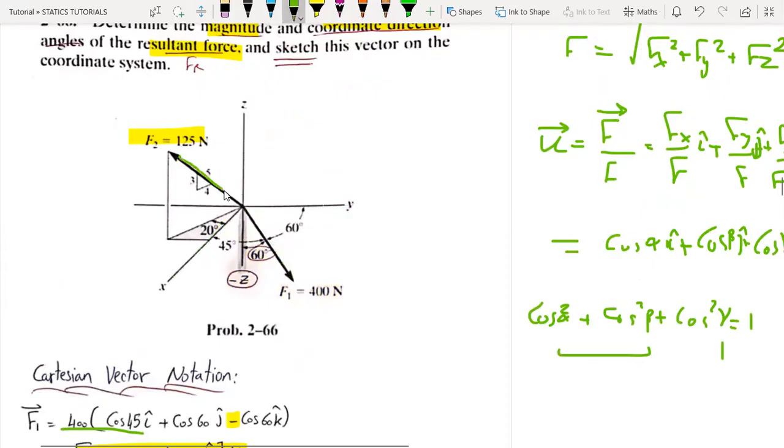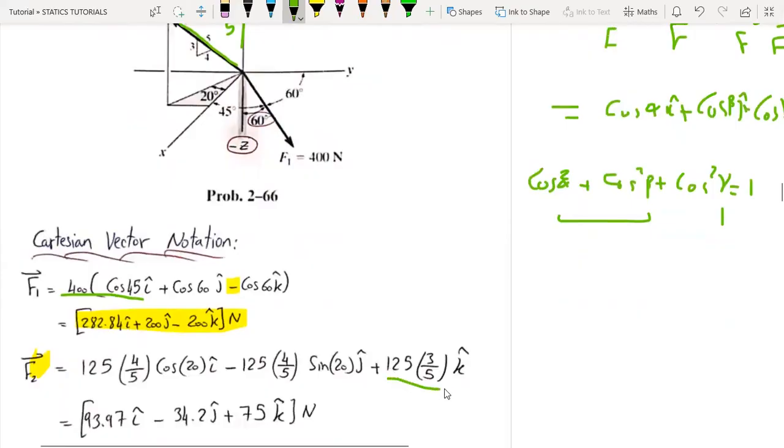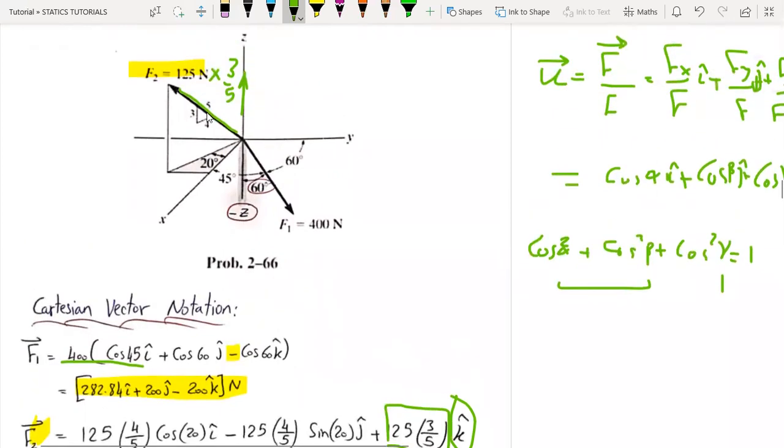Here is F2. If we simply say 125 multiplied by 3 over 5, we will get the component in the positive z-axis. So we can notice here 125, 3 over 5 is the component in the z direction. Now, what if we multiply 125 by 4 over 5? We will get the component in the xy plane, and I'll call it F2 prime.